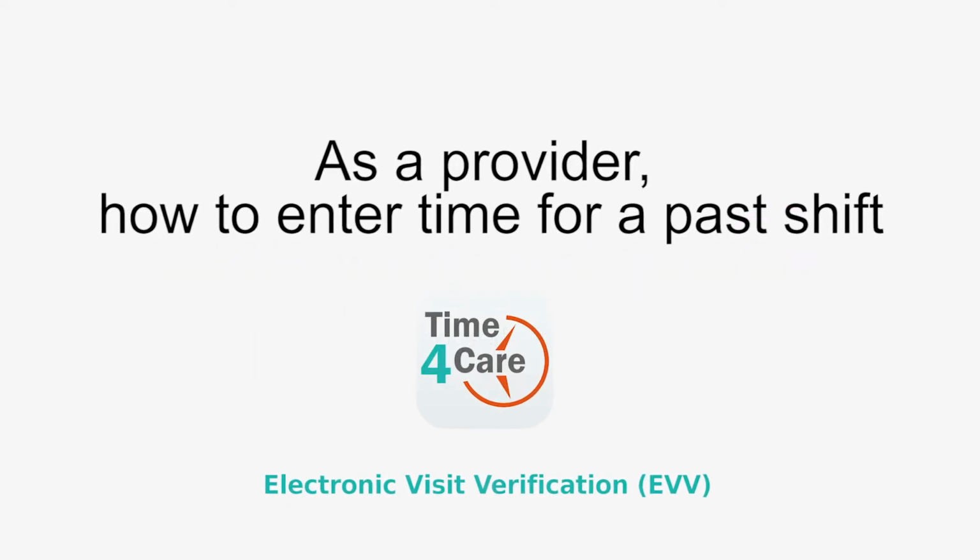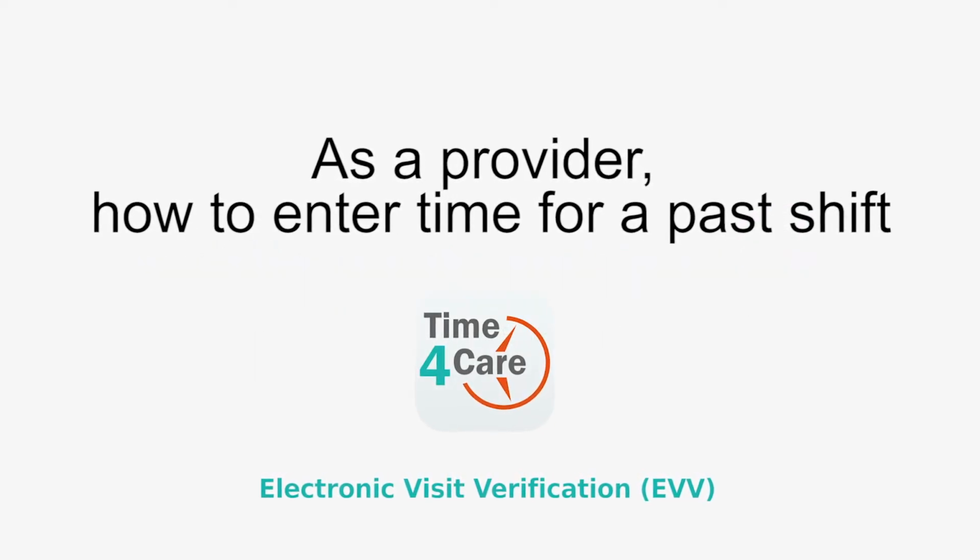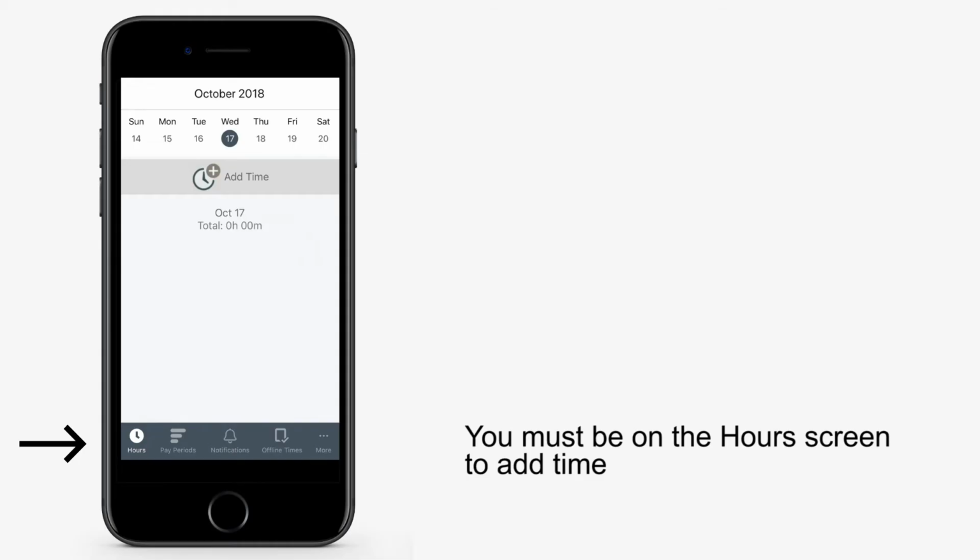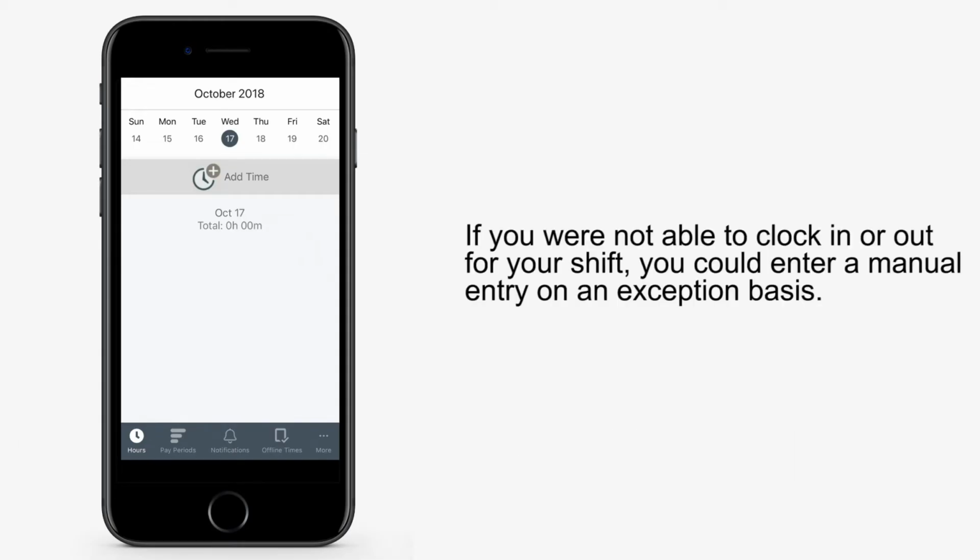In this segment, providers will learn how to enter time for a past shift. First, you must be on the hours screen to add time. If you were not able to clock in or out for your shift, you could enter a manual entry on an exceptions basis if permitted in your program.